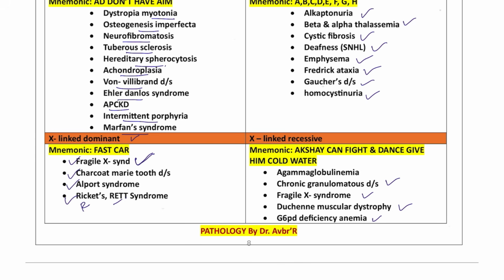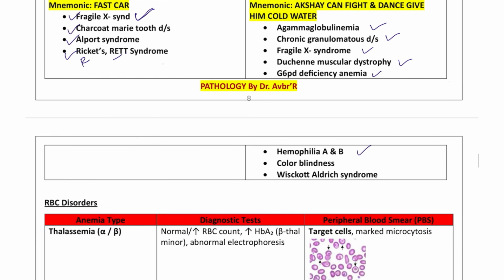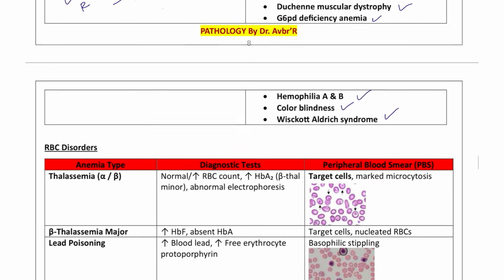Okay, chronic granulomatous disease and Bruton, also known as agammaglobulinemia, and hemophilias A and B, color blindness, Wiskott-Aldrich syndrome. Those are the X-linked recessive conditions.